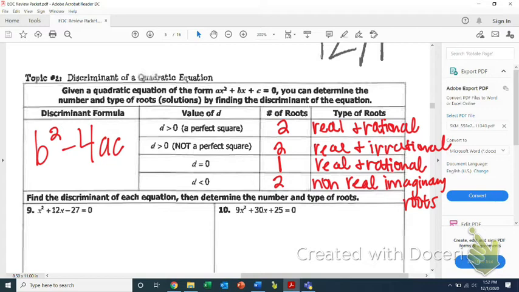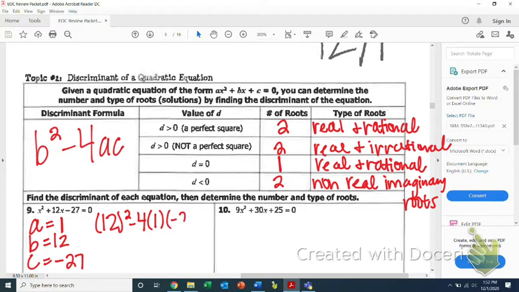All right, so on this first one, let's list a, b, and c. So remember, a goes with your x squared term. So the number in front of x squared is just our 1. The number in front of our x term is our b term, which is 12. And c is our constant, so that will be negative 27. Okay? Now we take those 3 terms and we plug them into the discriminant. Remember, when you plug in, you must use parentheses. So we have 12 squared minus 4 times 1 times negative 27.